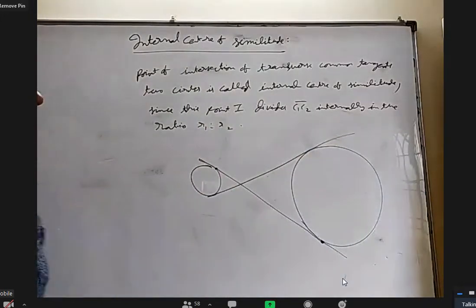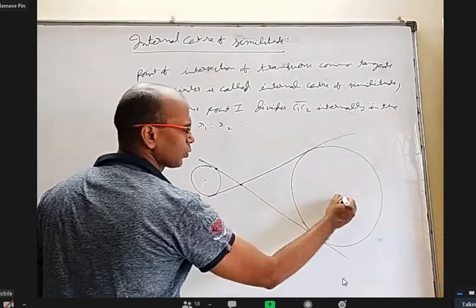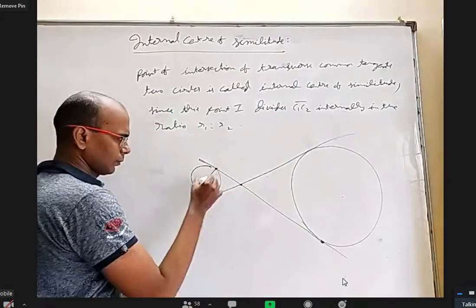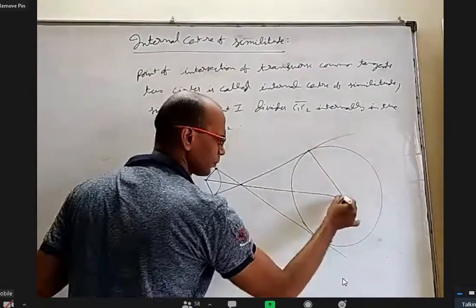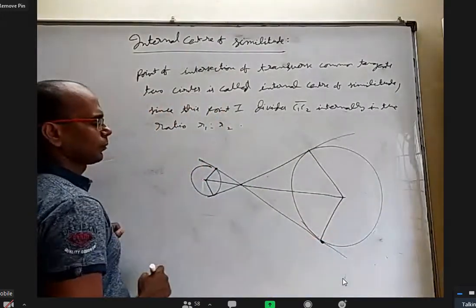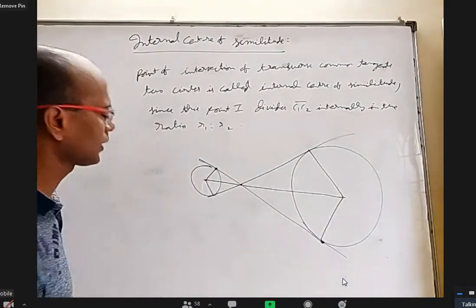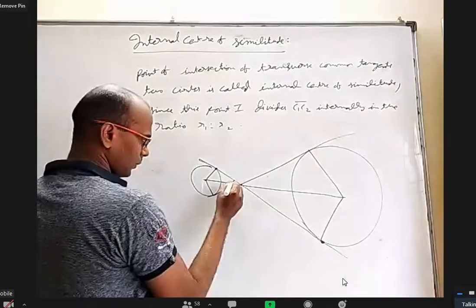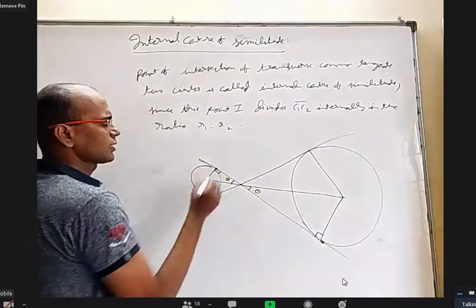Okay, these are two circles. These are the two transverse common tangents. Their point of intersection and the two centers will be collinear from the symmetry. You can easily say this triangle and this triangle, or this triangle and this triangle, are similar triangles. If this is theta, this is theta, vertical opposite angles. This is 90.